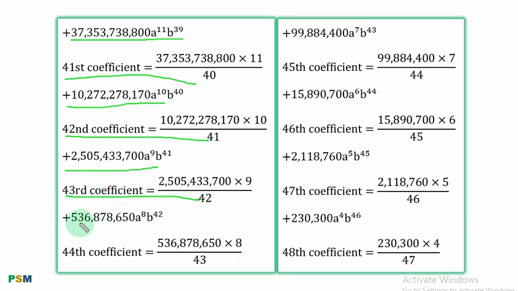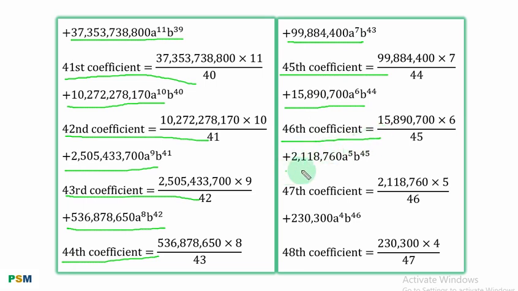43rd, 44th, 45th, 46th and 47th coefficients, each followed by its result. 48th coefficient, that is equal to the previous coefficient times the power of the first term at that point, 4 divided by 47. 47 because before here the first term has occurred 47 times.